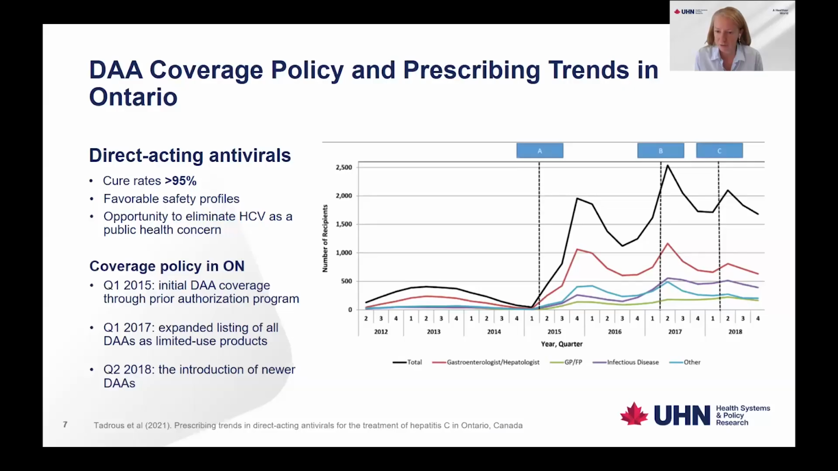What you can see in the figure is based on work from Mina Tartarus, looking at prescribing patterns over time and by different providers. The black line on top is the total, and then we are looking at different providers. We have the different policy decisions there at A, B, C in terms of expanding DAA coverage, which initially was covered only through a prior authorization program. Then in 2017, that listing was expanded for all DAAs as a limited use product. And then as of 2018, newer DAAs were added and the disease-specific criteria were removed.